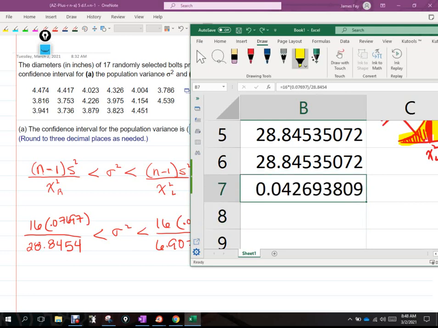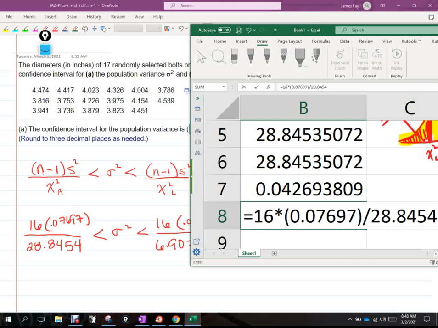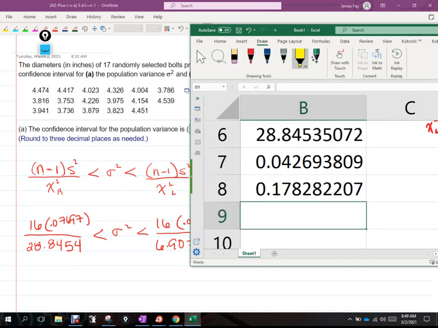All I did is I cut and pasted what was in that, because all I need to do then is change the denominator here to the 6.9077 value. Hit enter, and there's my right-hand side. So my interval for my variance would be that.